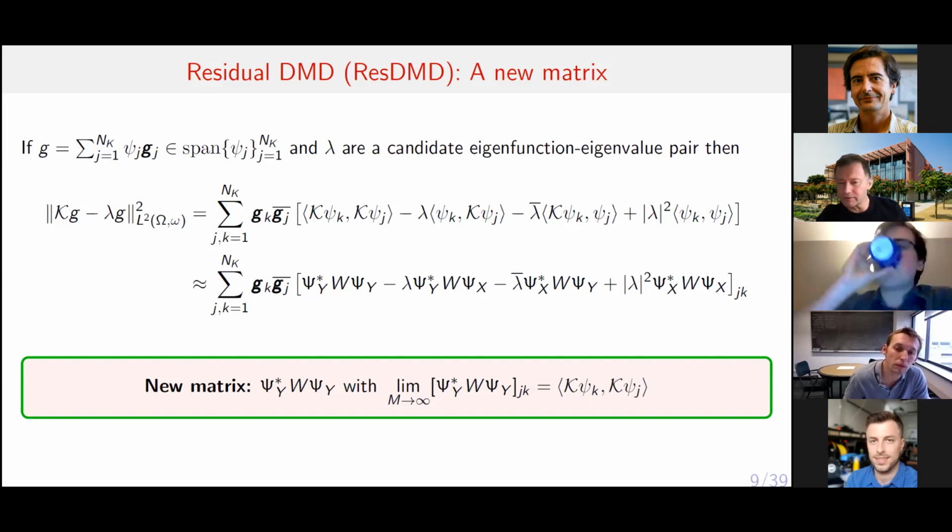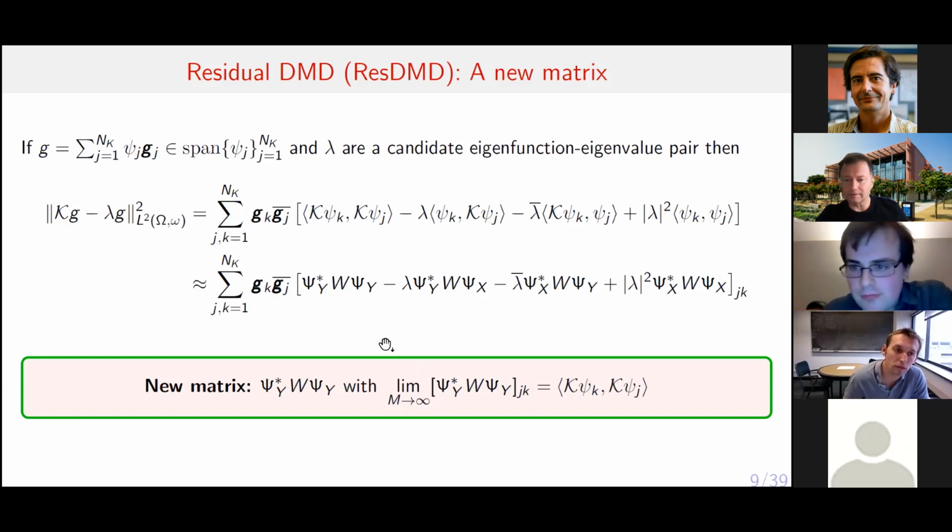Any questions from the rest of the group at this point? I have one. All right, Matthias, go. So this new matrix, V star W, V Y. Yeah. When you say that limit, are you assuming that the measure with the inner product is preserved by the dynamics, or is it an arbitrary measure?